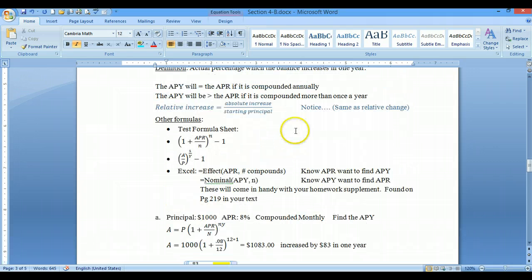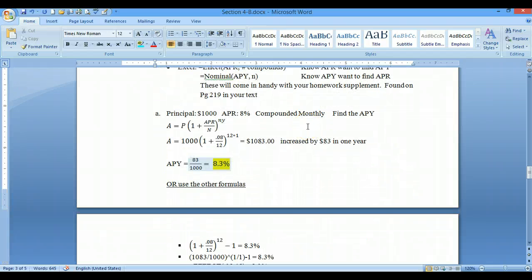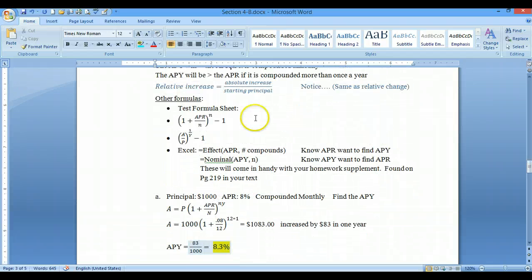Remember that up here? The APY will be larger than the APR if it's compounded more than once. Even if it happens every 6 months, it's going to be just a little bit more. If it's only once a year, then it's going to be the exact same. Okay, now we have our other ways of doing it. We have what you'll find on your test formula sheet, the 1 plus APR over n to the n, minus 1. You also have this one on your test formula sheet. You can use that one as well.